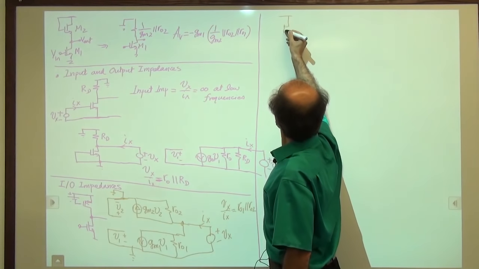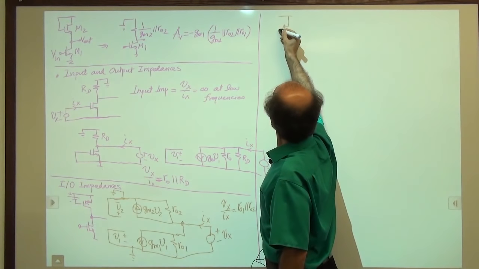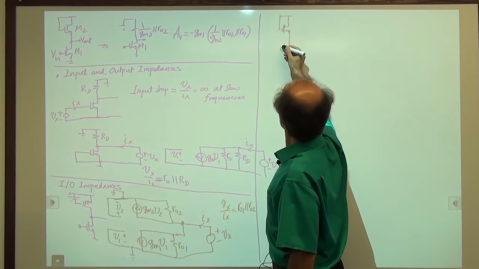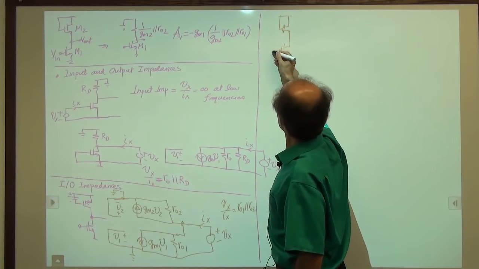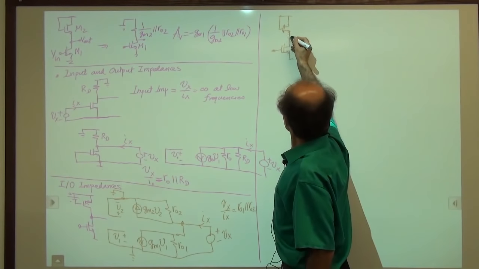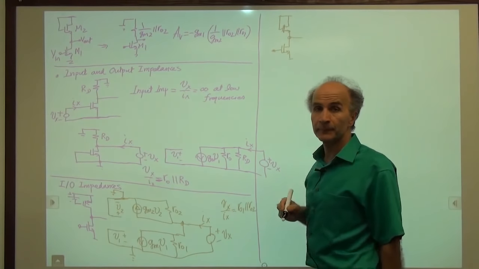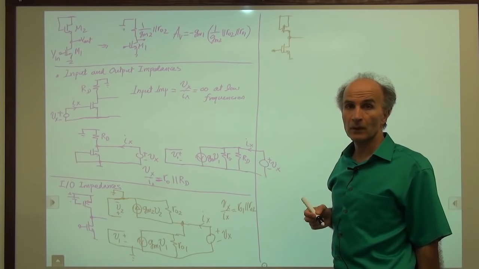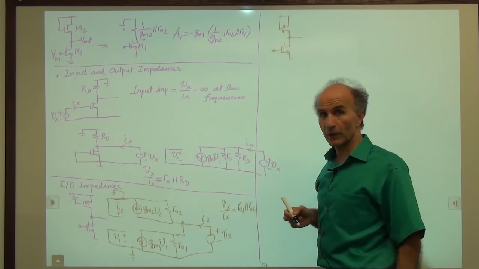Diode-connected means the gate and the drain are shorted. So that's what we have. Again, the input impedance is infinite. We don't worry about it. We just look at the output impedance. Okay, so let's quickly figure out what that is.